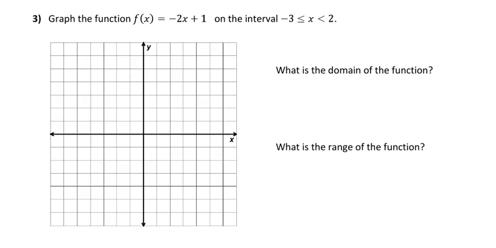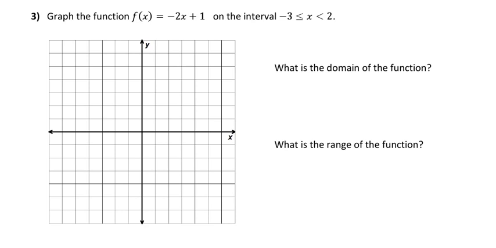Number 3 says graph the function f of x is equal to negative 2x plus 1 on the interval x is greater than or equal to negative 3 and less than 2. So it's the same type of equation that we did in number 1, that we also have in number 2. The only difference is that our values of x are restricted from negative 3 to 2, including the negative 3 because it says less than or equal, but not including the 2 because it just says less than.